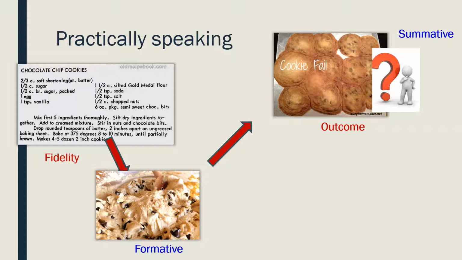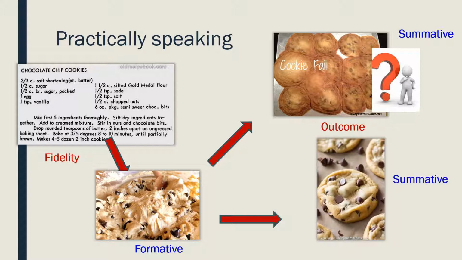On the other hand, if I have some formative data that tells me about my fidelity and implementation of the recipe, I can go back and determine where I need to make adjustments. And lo and behold, when the recipe is implemented with fidelity, I get delicious, shareable chocolate chip cookies.